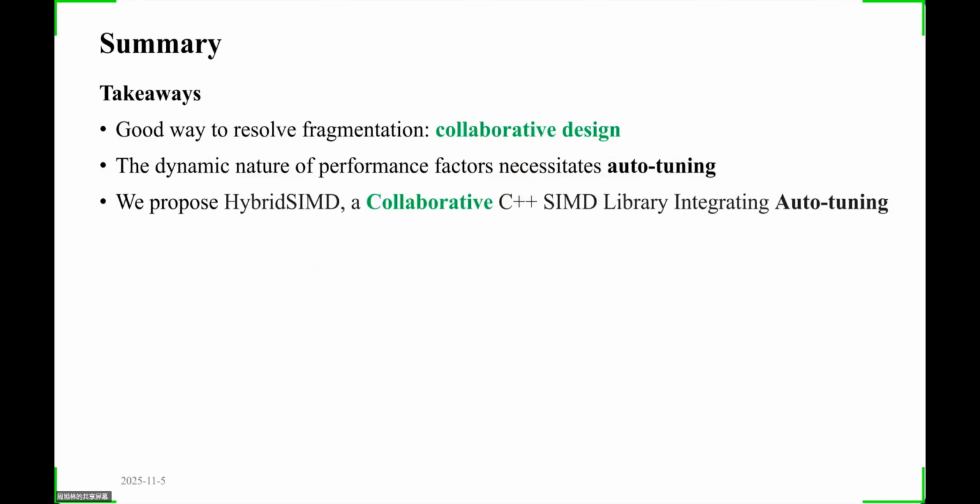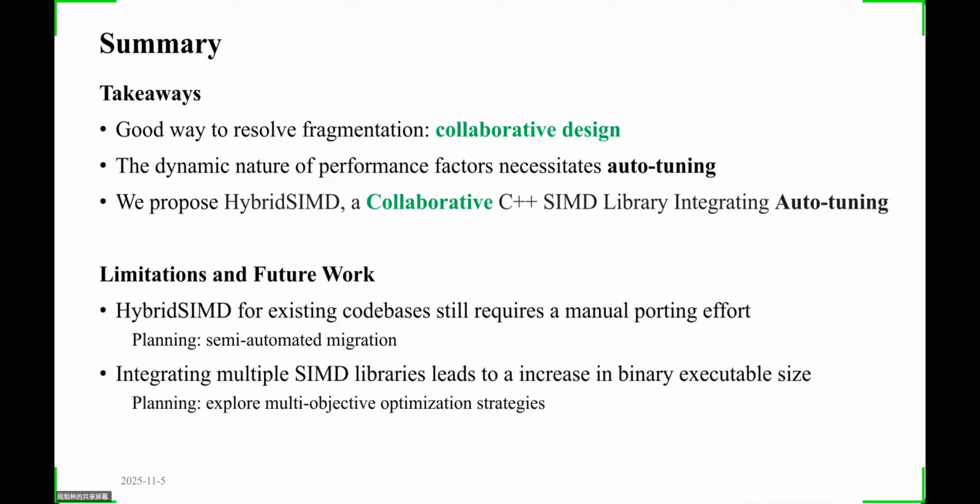Okay, here are the takeaways finally. Fragmentation can be addressed effectively through collaborative design, and the dynamic nature of performance factors necessitates auto-tuning. So motivated by this, we propose HybridSIMD, a collaborative C++ SIMD library integrated with auto-tuning. Nevertheless, porting an existing codebase to HybridSIMD still requires manual effort, and integrating multiple SIMD libraries increases binary size. How we address these problems remains future work for our framework.